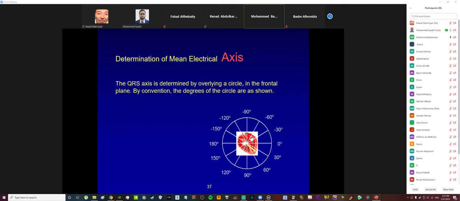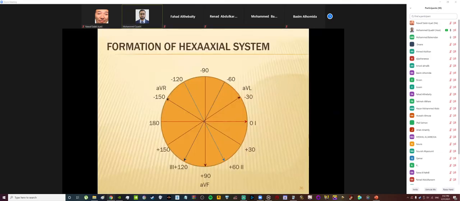Doctor, I have a question. Yeah. For the second degree of AV block, the difference between type 1 and type 2. Yeah, go on. Come on. What are you asking? I just want the exact difference between them. The exact difference between them. Okay.